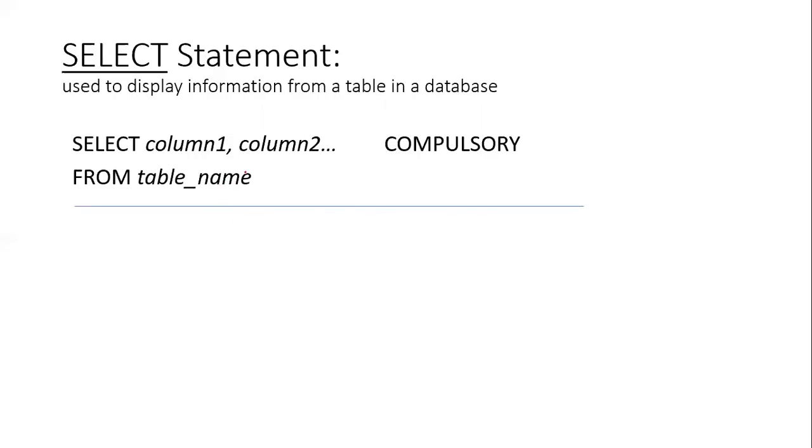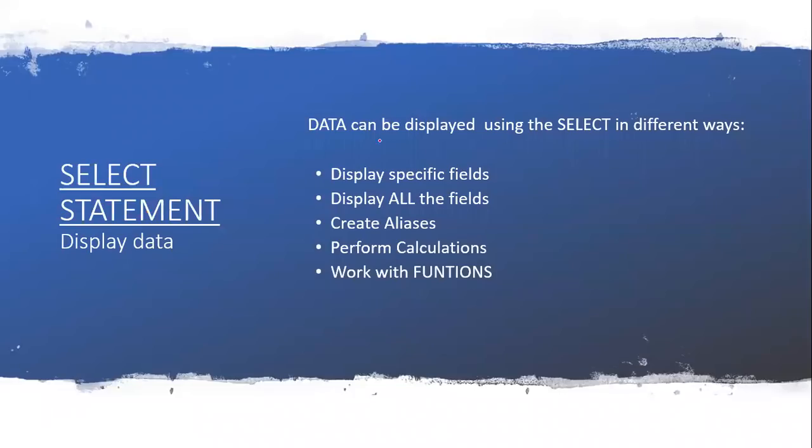As I indicated, the compulsory part is made up of only select from, and it can be used in a couple of variations. We will look at how to use the select statement to display specific fields in our table. We will also look at how we can display all the fields. We will try to understand what an alias is, how we can perform calculations, and work with a couple of predefined functions.